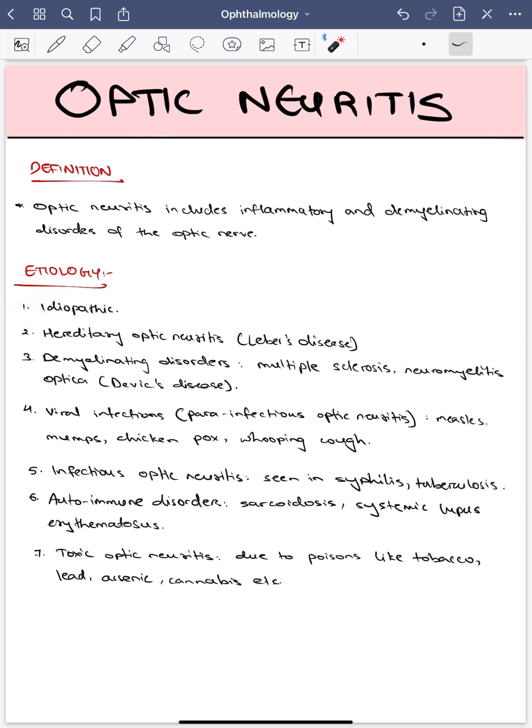It may be hereditary optic neuritis, also known as Leber's disease. It may be associated with demyelinating disorders like multiple sclerosis, neuromyelitis optica. It may be in the form of para-infectious optic neuritis, infectious optic neuritis, or also seen in autoimmune disorders like sarcoidosis or systemic lupus erythematosus, and finally in the form of toxic optic neuritis. So this is the etiology.